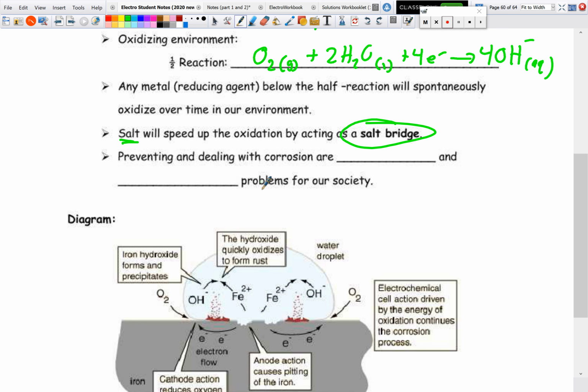So of course preventing and dealing with corrosion are economic and technological problems.